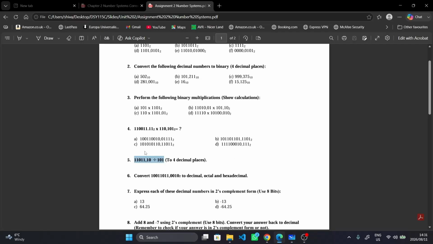Now let's look at another example. Maybe one from the tutorial questions. Let's do number 5 for binary division. So number 5 was 11011.10 divided by 101 in binary, right?